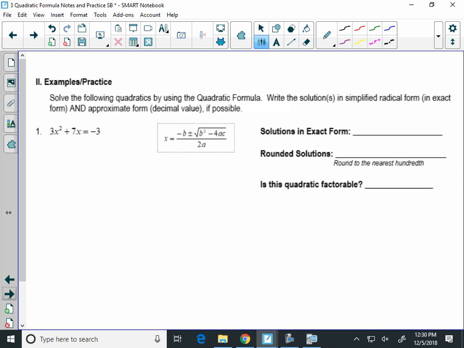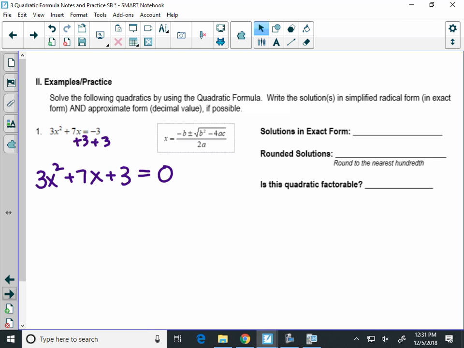I have 3x squared plus 7x equals negative 3. What do I have to make sure is true about this quadratic first? Is that equal to 0? So to make sure I do that, I have to add 3 to both sides. That will give me 3x squared plus 7x plus 3 equals 0. Now that I have that quadratic, it's in standard form, the exponents are in order, I can go ahead and put this into the quadratic formula. Right, your a is going to be that first coefficient, 3. b is going to be 7, and c is also going to be 3.